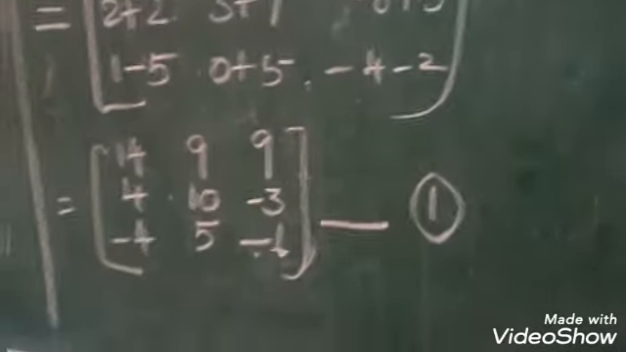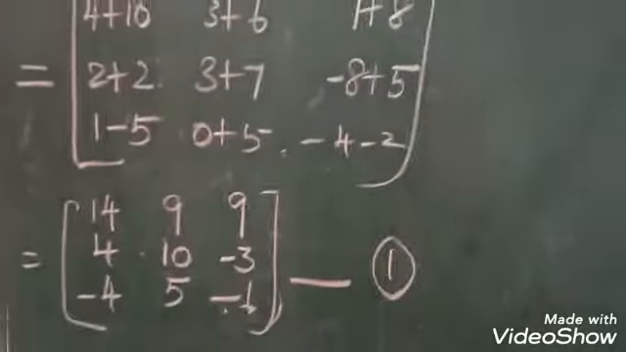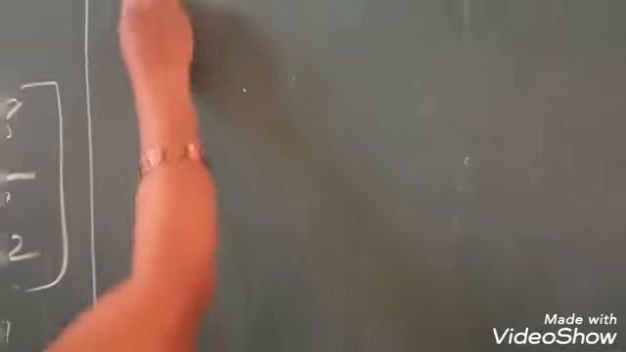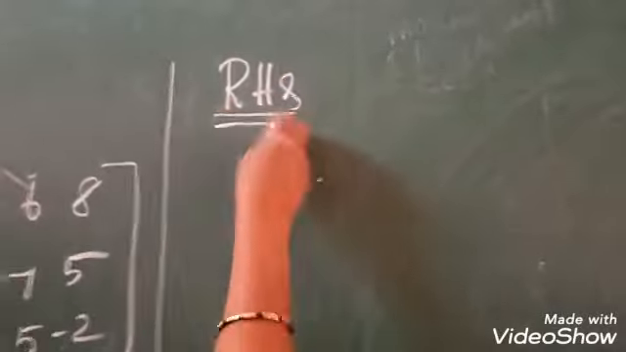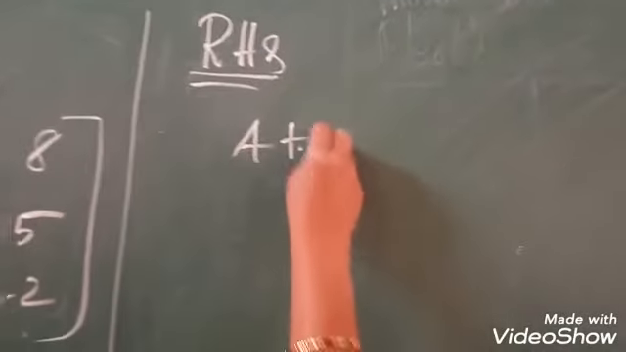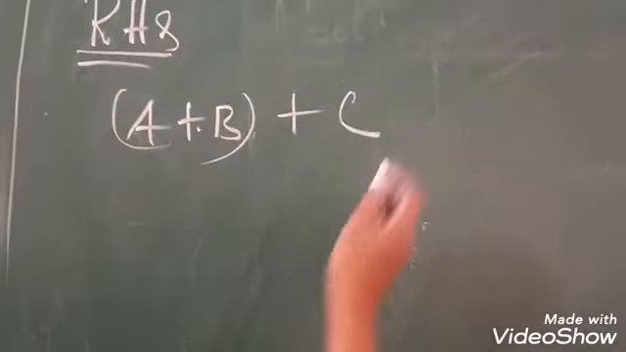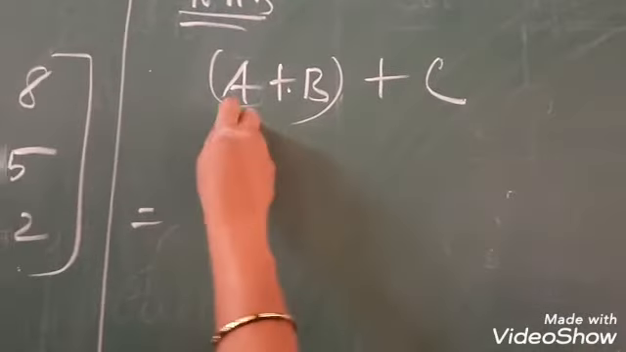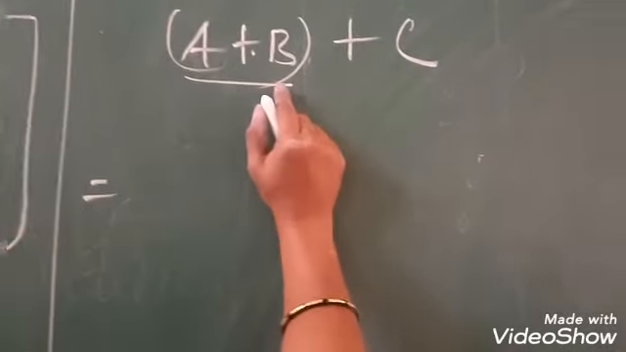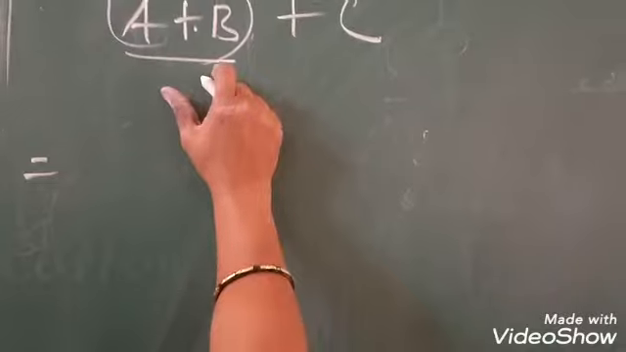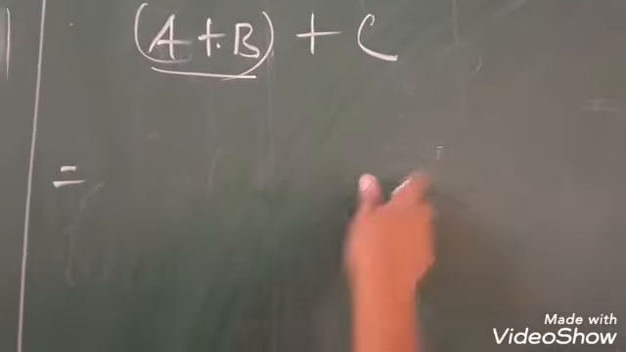In the same way you have to find out the RHS. See the RHS. The RHS is A plus B, then C. Girls, you have to verify. First you have to find out the A matrix and the B matrix and add them together. Then the answer should be added with the C matrix. Then the LHS answer and the RHS answer should be the same. Okay, you should verify in the classwork.